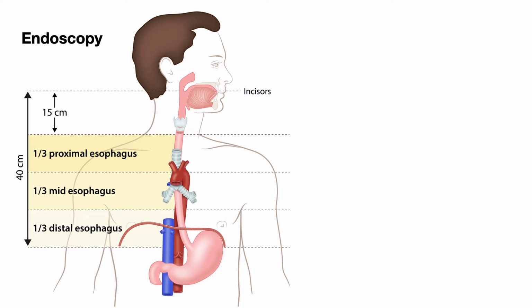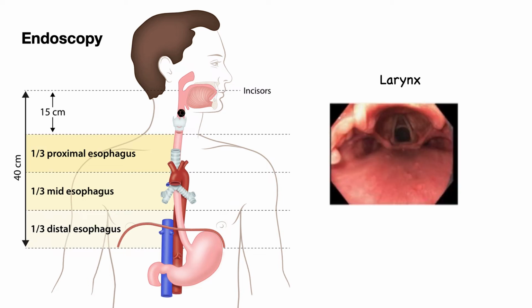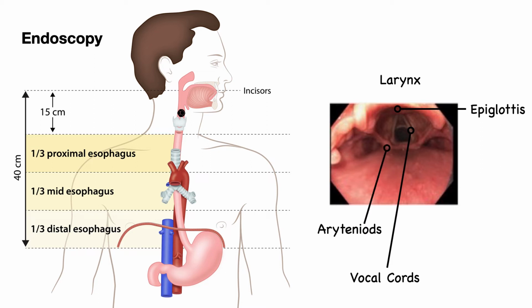So once the scope is down the oral cavity and into the pharynx, and as it goes into the hypopharynx, you see the larynx. And in the larynx, there are several important structures to identify. The fold that covers the larynx is the epiglottis, and then the voice makers are the vocal cords, and below that, two cartilages, the arytenoids, and to the side, a recess called piriform fossa.